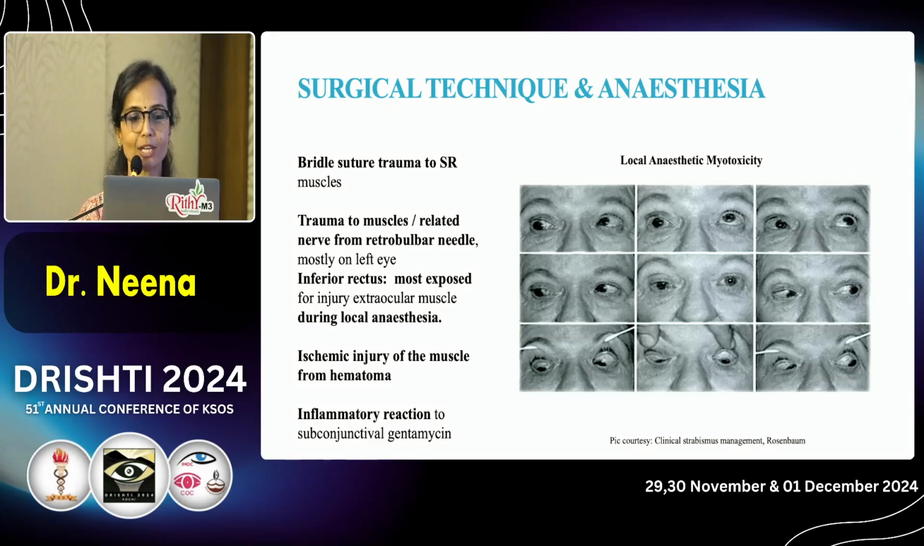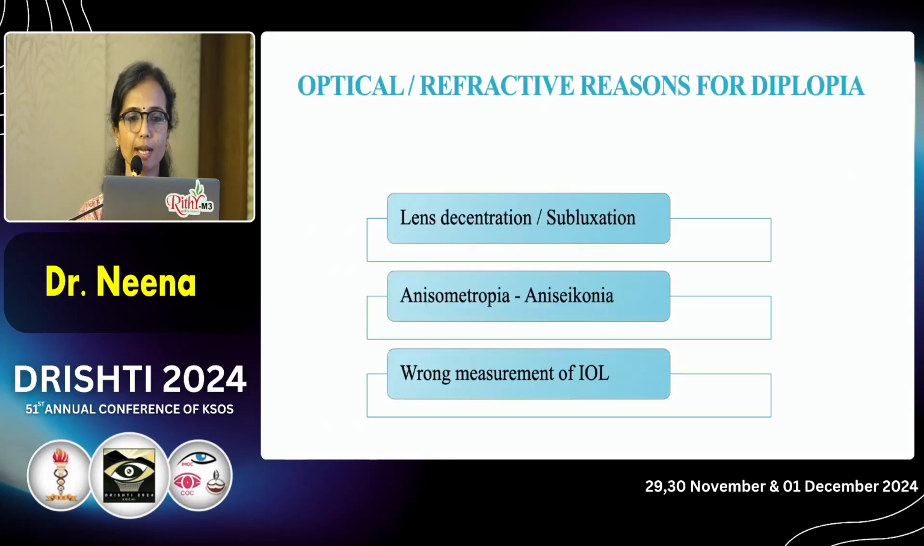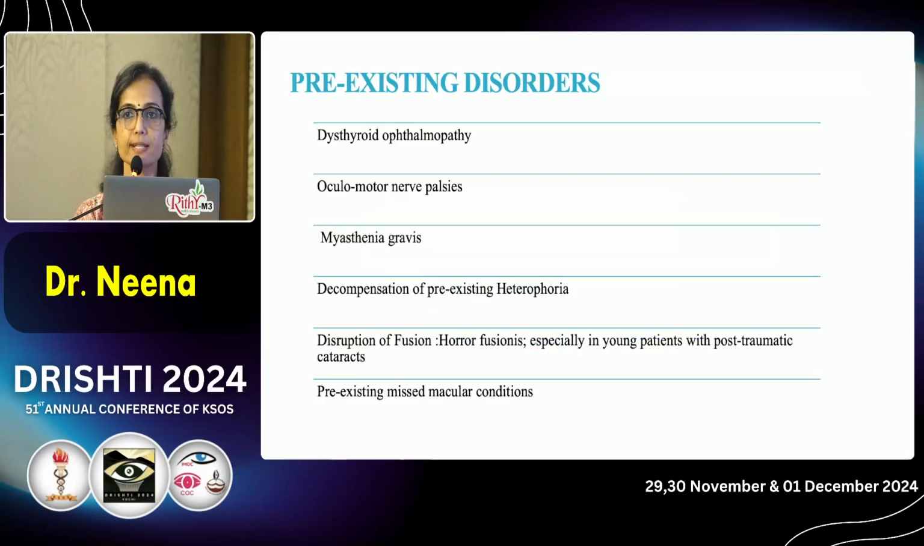Sometimes it can be ischemic injury or an inflammatory reaction, but surprisingly these are rare in today's scenario because of our shift to topical anesthesia. I'm not talking about this because it's been already described and discussed, but pre-existing missed disorders are the most common, especially a patient with dysthyroid ophthalmopathy with subtle redness coming to you. You may totally miss the injection over the recti and think of it as a conjunctivitis.